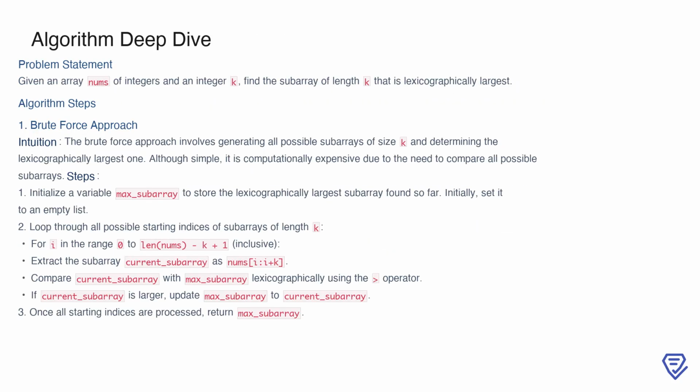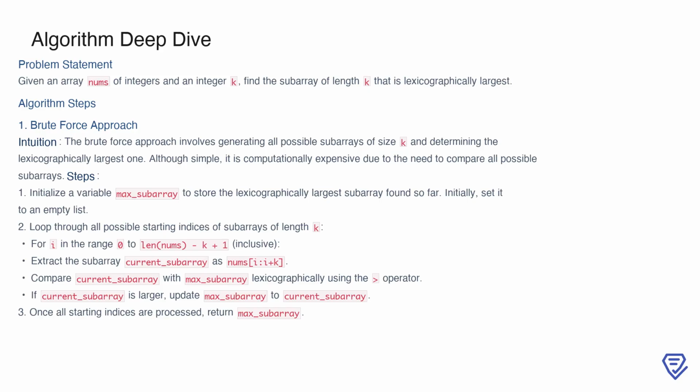To solve this problem, we need to identify the subarray of length k that is lexicographically the largest in a given array of integers. Lexicographical order here means comparing subarrays element by element as you would compare words in a dictionary. A simple approach to solve this is the brute force method.